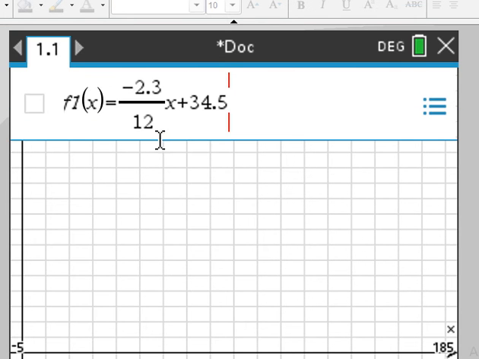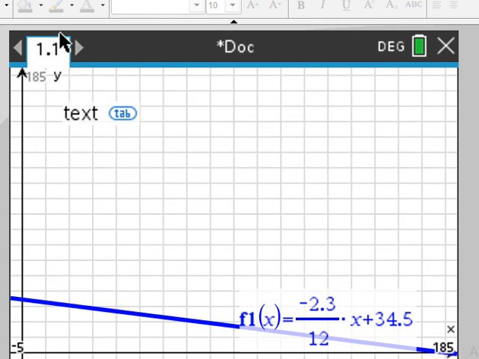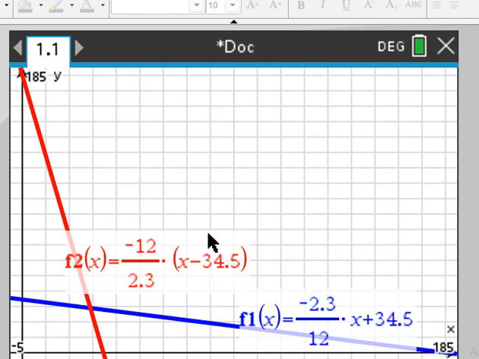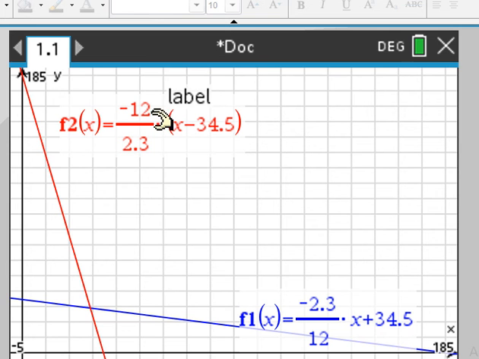Now I'm going to put in my two functions. Our first function puts in a time for x and finds a total value of the function. That's f1. Our second function puts in a value and calculates the time based on a specific value. That's f2.